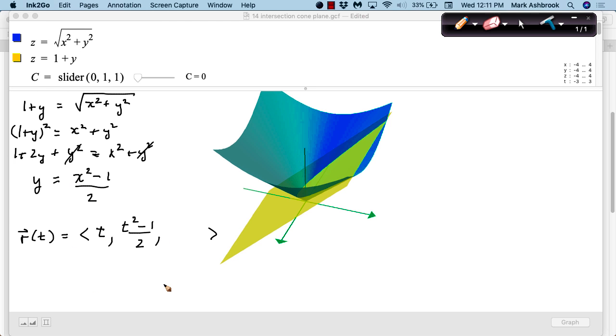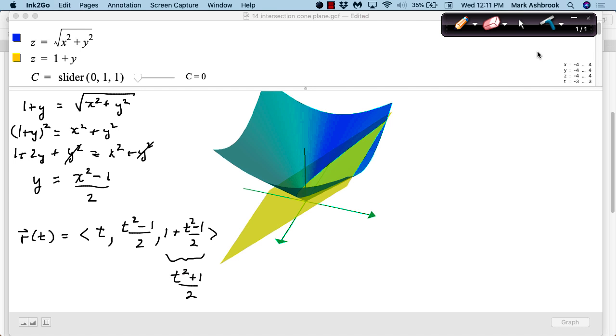Over 2. And then what is z? Well, you can use either one, but there's a much better choice than the other: 1 plus y. So z is 1 plus y, which is t squared minus 1 over 2. And if you simplify that, if you do the math, it's t squared plus 1 over 2. So there's our vector function.